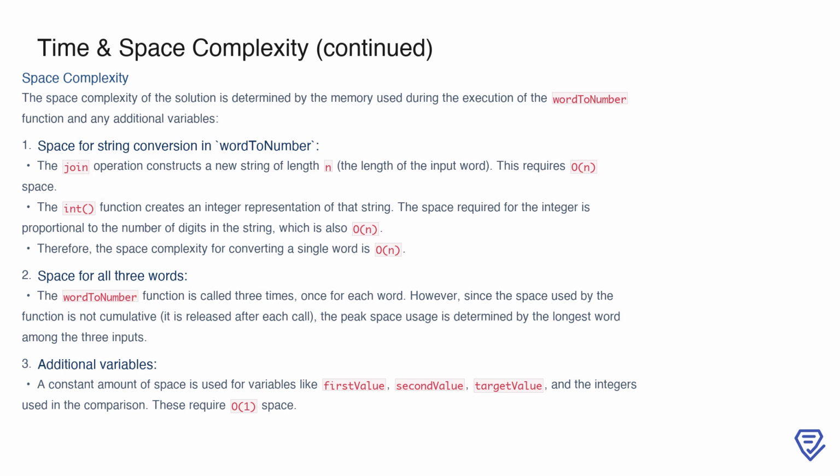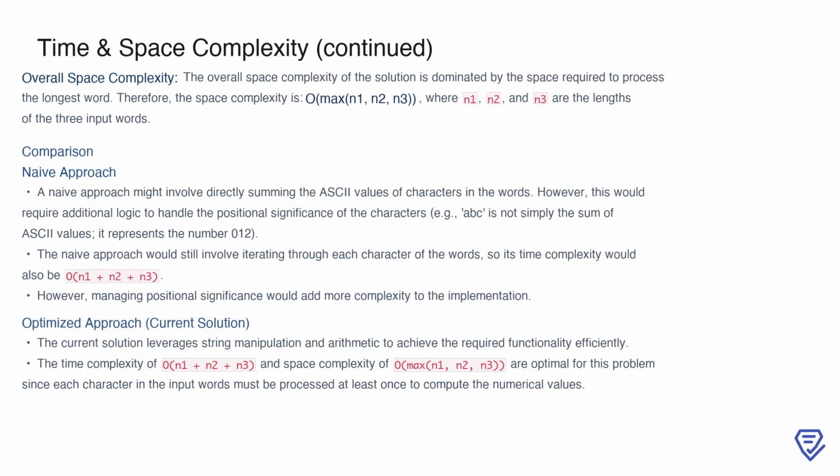When the function is applied to all three words, the space is not cumulative because the memory used for each word is released once the function completes. Instead, the peak space usage depends on the longest word among the three inputs. Additionally, other variables, such as those storing the numerical values and the result of the comparison, use a constant amount of space, or O(1). These factors combined lead to a space complexity determined by the longest word, which is O(max(n1, n2, n3)). In summary, the overall space complexity of the solution is O(max(n1, n2, n3)), driven by the memory required to process the longest word among the three inputs.